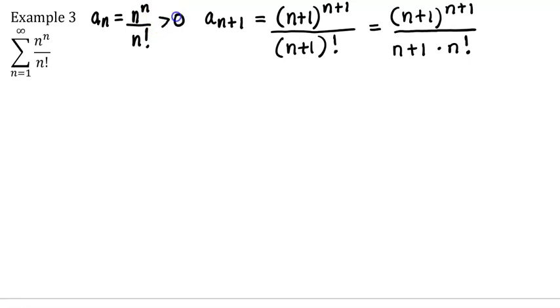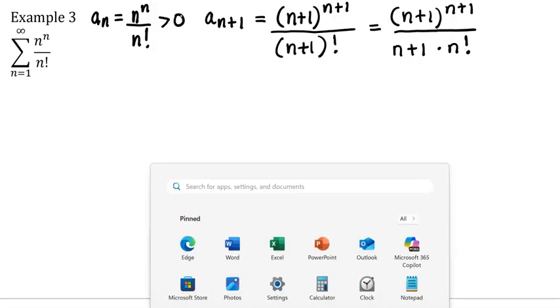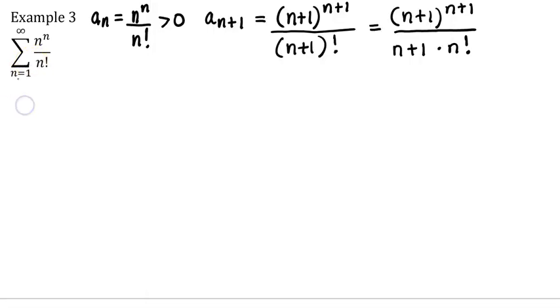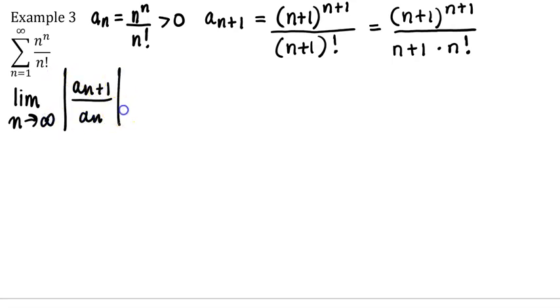I will point out that these terms are not 0. They're greater than 0 since our sequence starts at 1. The terms of this series will all be positive. Now let's look at the limit as n approaches infinity of the absolute value of a sub n plus 1 divided by a sub n. So we have the limit as n approaches infinity of, here is a sub n plus 1.